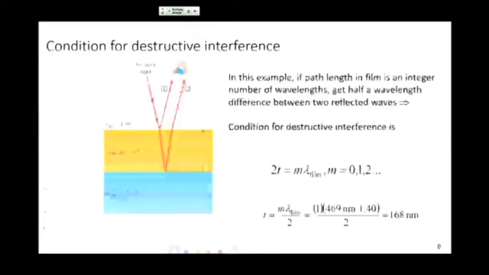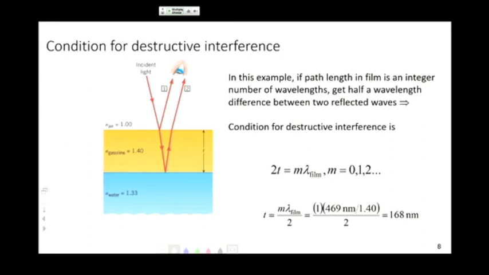Right, so this particular example, remember, is the case where I have one phase change. So when I have one phase change, they're already half a wavelength out of step. So if the path length difference is an integer number of wavelengths, then they are half a wavelength out of step, and they will interfere destructively. So this is the condition for destructive interference.